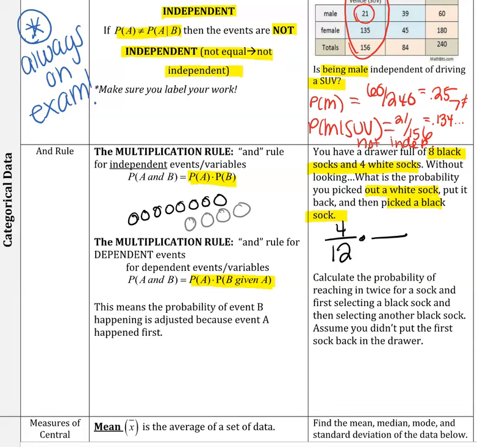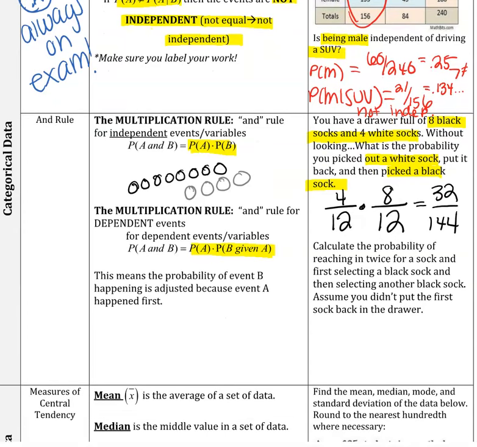Now, you put the sock back, so you have to envision, how many socks do you have in the drawer then? 12 again. Now, if you pick out a black sock, remember you have 8 black socks in your drawer, so it would be 8 out of 12. Multiply across, and that would be 32 over 144. So this is an independent event because me picking out the white sock didn't impact me picking out the black sock next, because I put the first sock back.